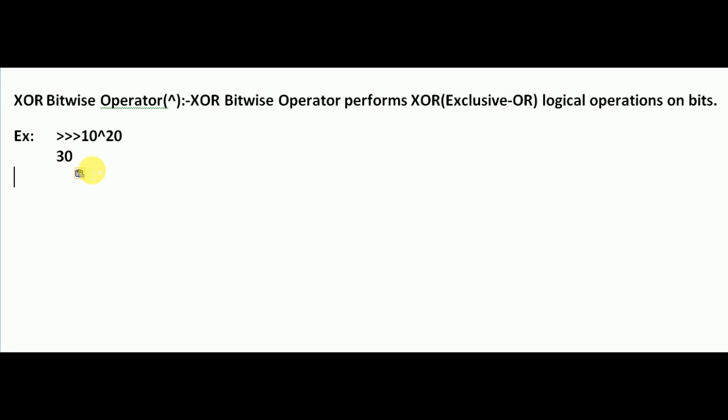Now how will the compiler understand, and what is the actual internal process performed to display this decimal value, that is 30? So we have certain steps to execute such operations. What are the steps?